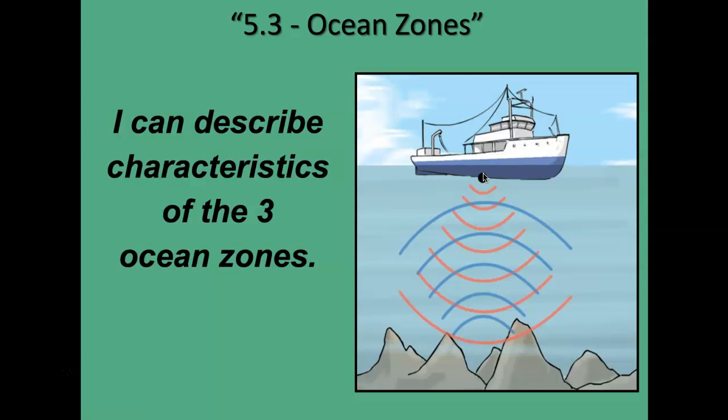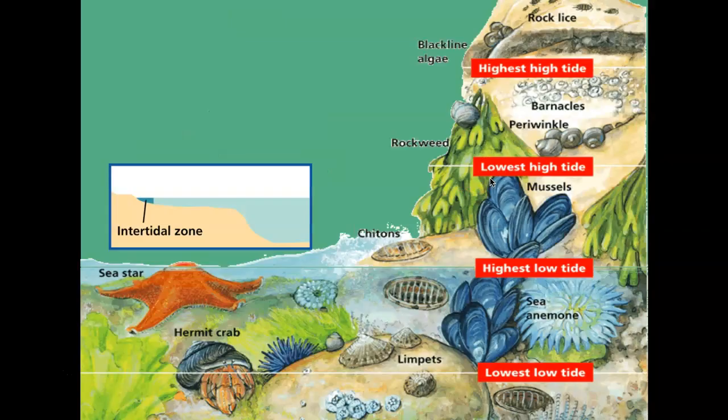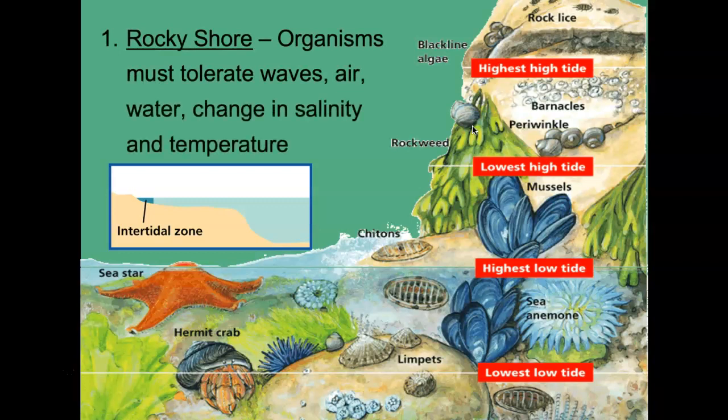So if it takes a really long time, then that means that area is very deep. If it is a quick kind of ping, then that means it is a very shallow area. And so that helps scientists to be able to navigate the ocean floor and also to map it. We're going to start off talking about the intertidal zone.